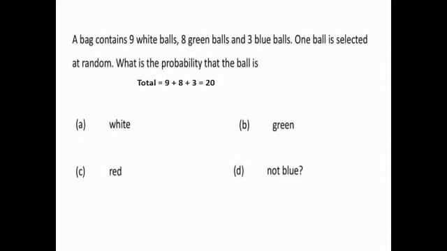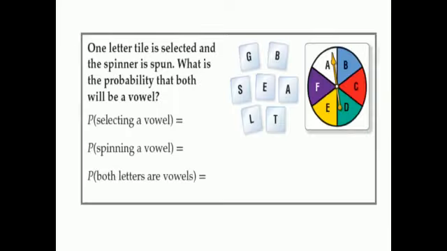First of all, find the total of the experiment and write that. White is 9, green is 8, red: there is no red, that's why 0. And not blue means you can remove the blue, take white and green. So the total is 17.